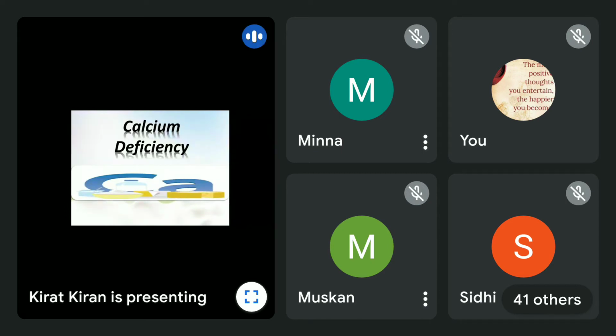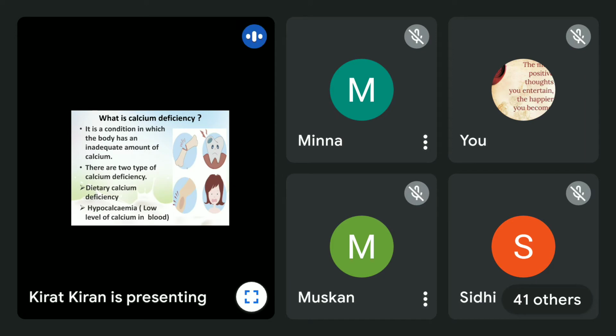Calcium deficiency. What is calcium deficiency? It is a condition in which the body has an inadequate amount of calcium. There are two types of calcium deficiency: dietary calcium deficiency and hypocalcemia, meaning low level of calcium in blood.